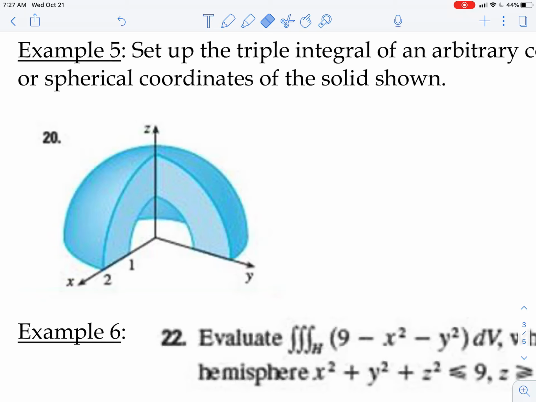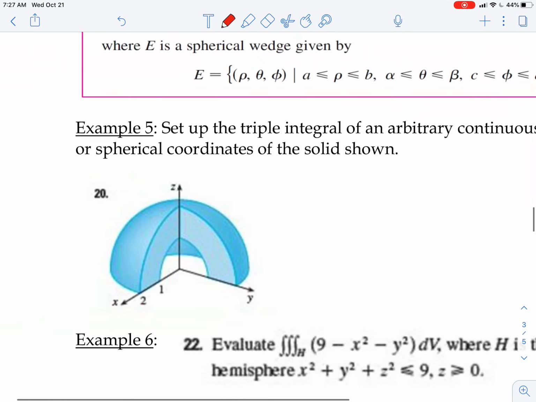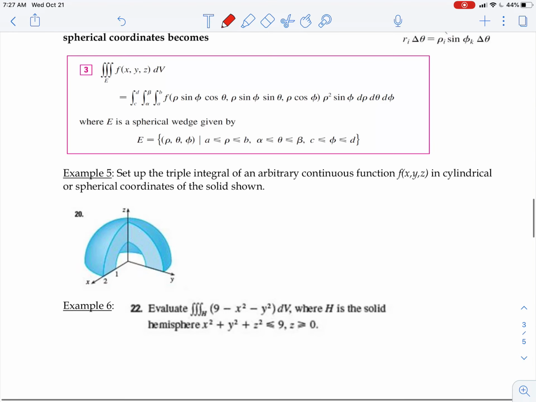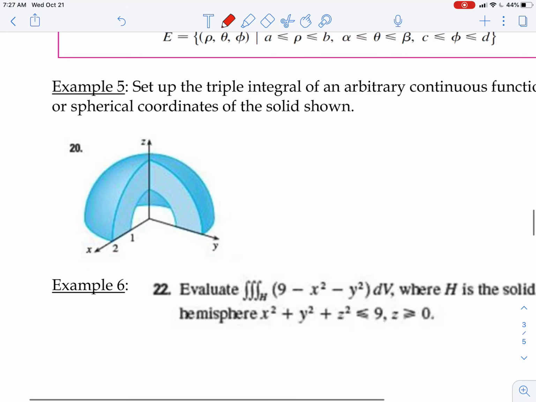All right, so we're going to set up the triple integral of an arbitrary continuous function in cylindrical or spherical coordinates of the solid shown. So here's our solid, and all we're going to do is write this as a triple integral. And again, we write what always comes first and what always comes last.